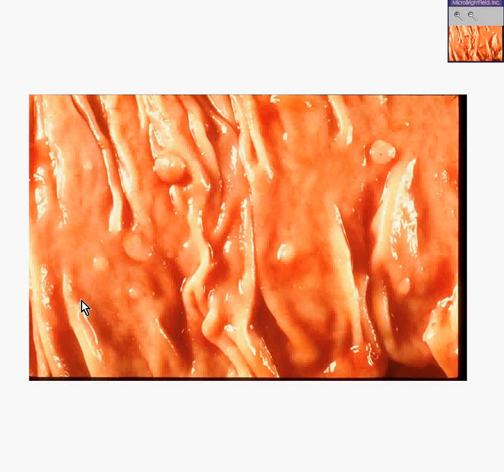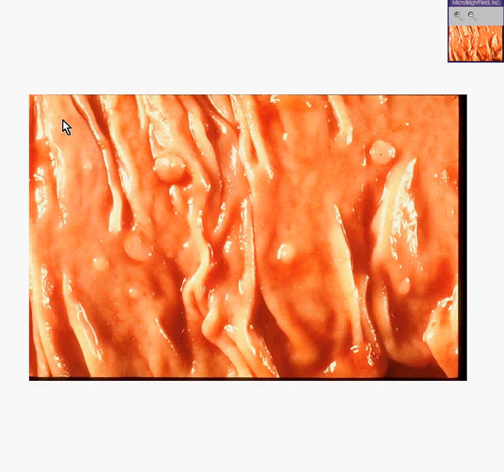This is a colon that has been opened up, and you're looking at the mucosal surface. These are the little submucosal extensions which increase the surface area of the colon, just like the plicae and the rugae do in the stomach. You have the counterpart in the colon as well.